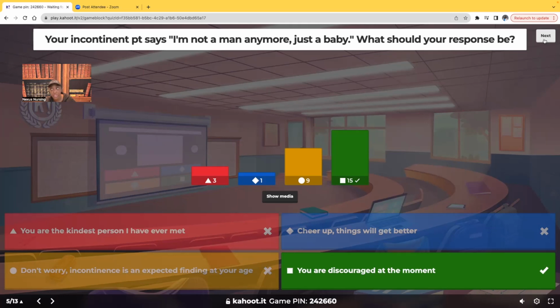You allow that patient to think about that statement and they say, well, yes, I'm very discouraged. I've been trying to do this for a long time. It's not working, and so on. But you're giving them an opportunity to express themselves. And that's what therapeutic communication is all about. You always want the patient to open up and share how they're feeling.